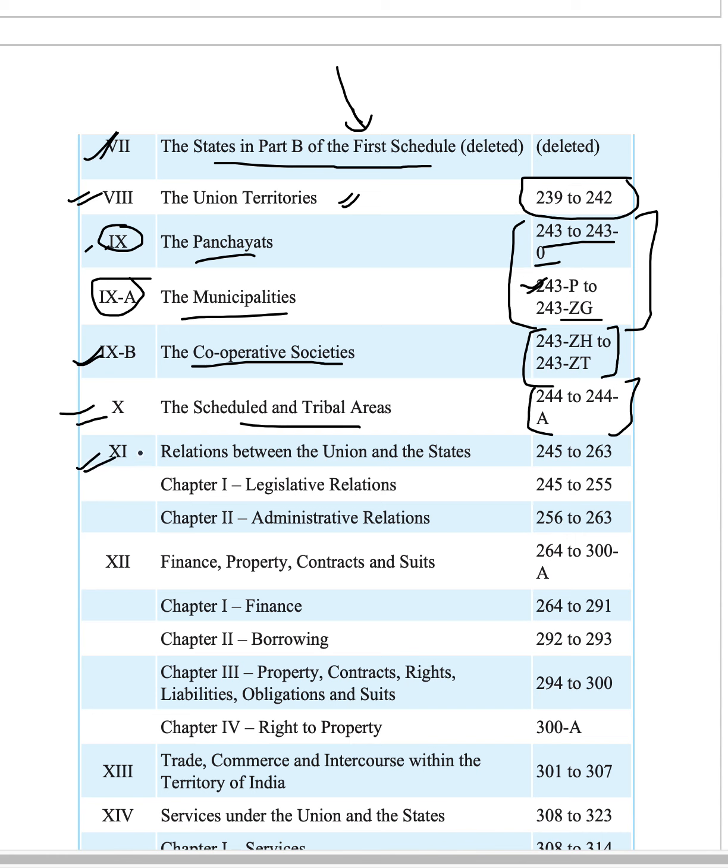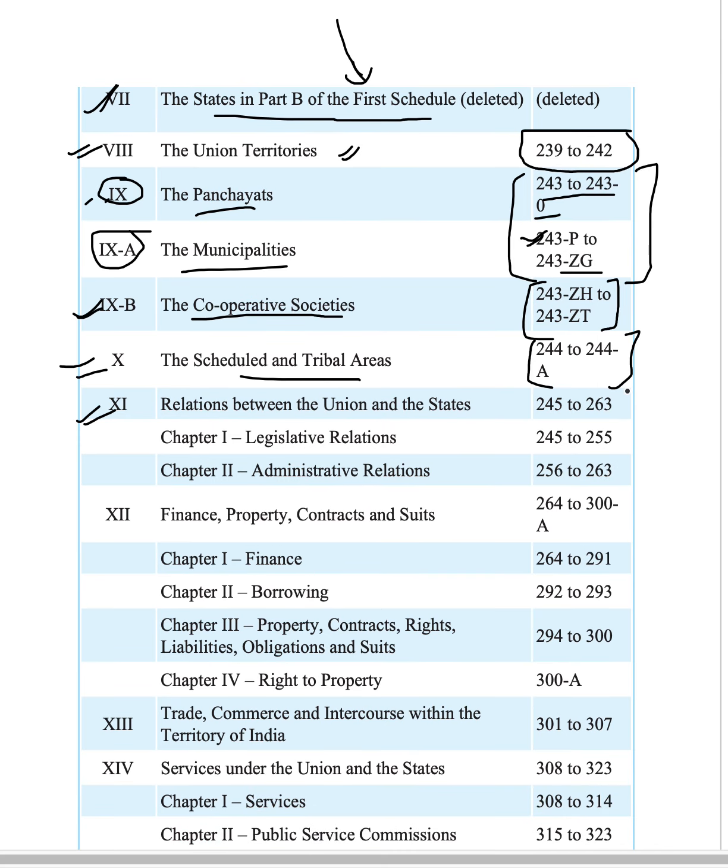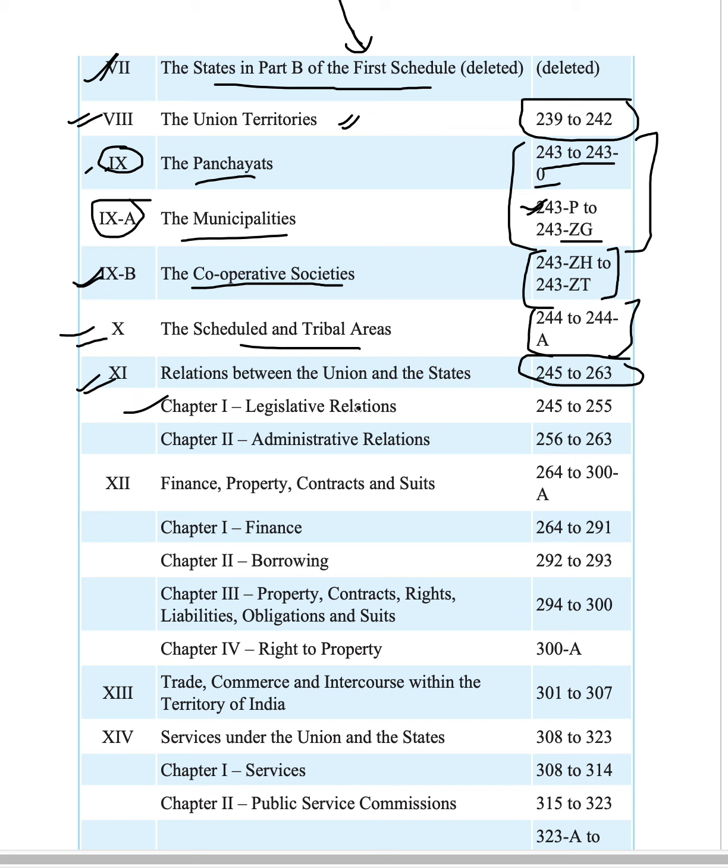Then Part 11 is the relations between the Union and the States. Here most of the provisions, which you can write in your answer on cooperative federalism and all those things, are covered from 245 to 263. It is divided into 2 chapters. One is legislative relations. So basically how the law making power is differentiated, and on which topics the center can make law, on which the states can make law, and how they can cooperate among each other.